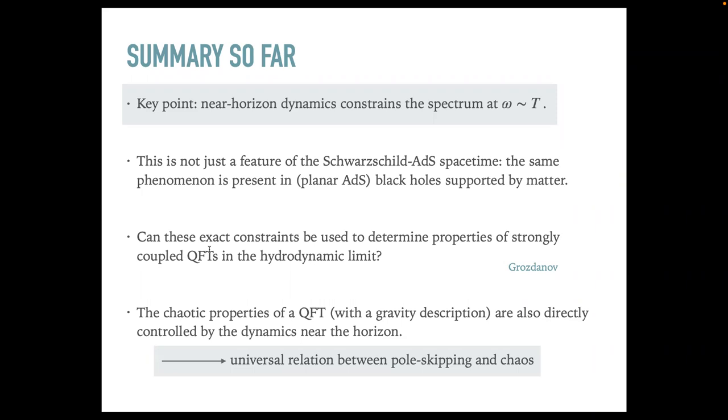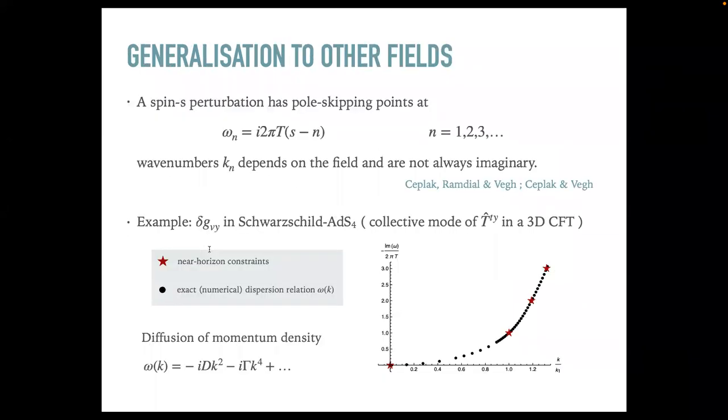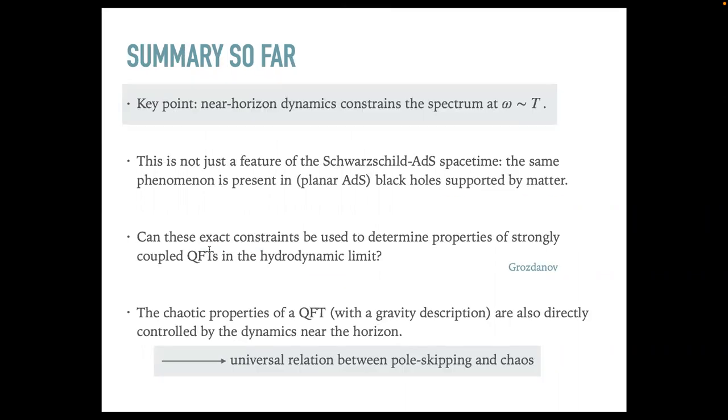So one question you can ask is, I have all these exact constraints now, but I don't know what my dispersion relations look like. Can I use this to determine properties, either exactly or to bound them, of strongly interacting quantum field theories at the hydrodynamic level? If I know my dispersion relation has this functional form and has to pass through all these points, can I extract information about D and gamma? D corresponds to how quickly momentum density diffuses. These are real measurable physical observables, and can we extract information about them just from this simple analysis? I'm not going to talk about that, but it is something interesting.